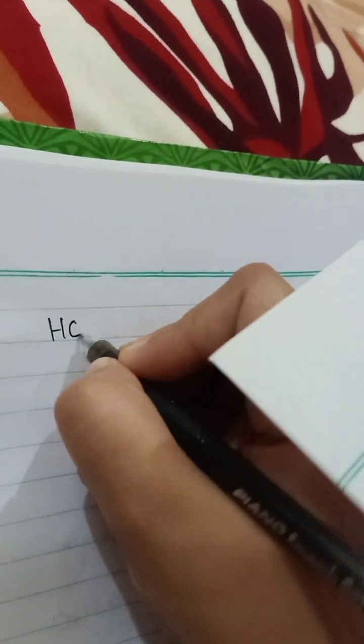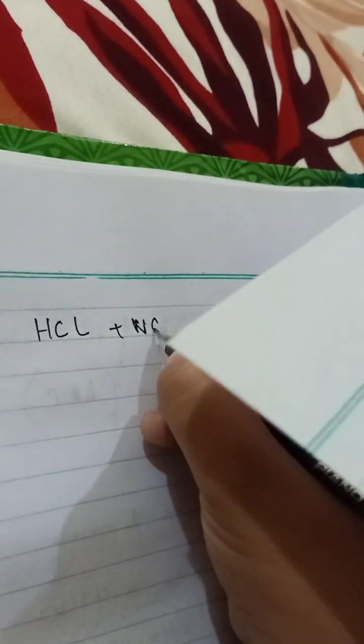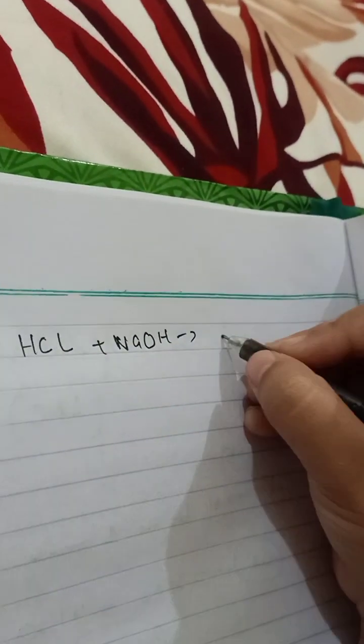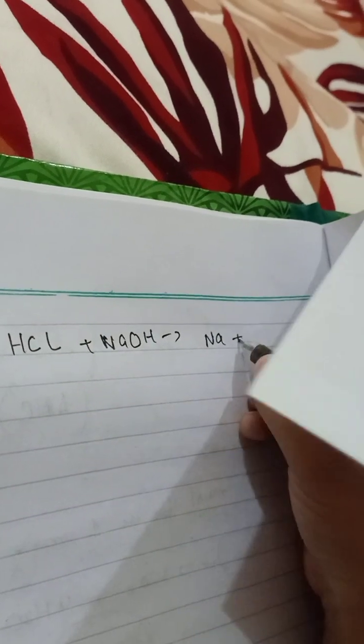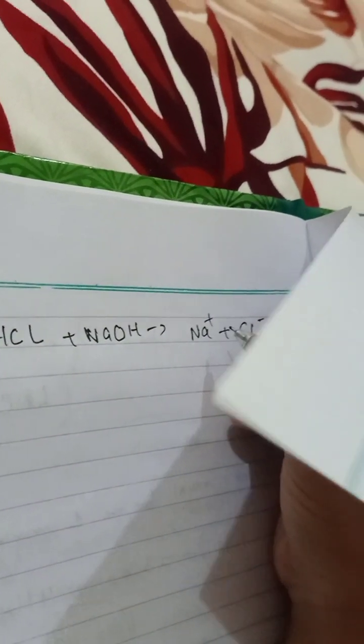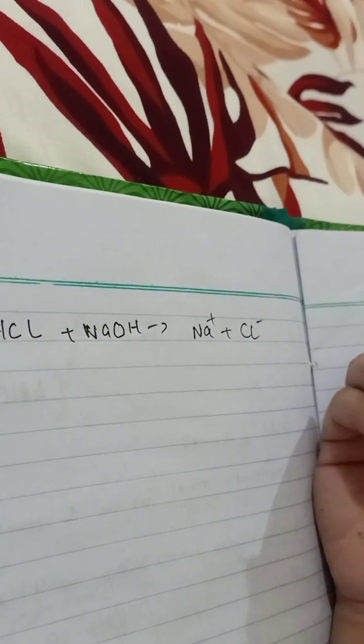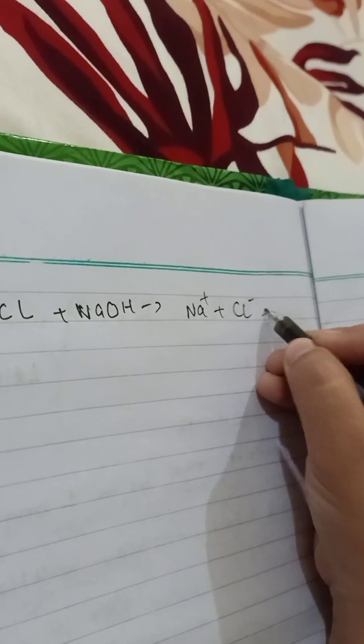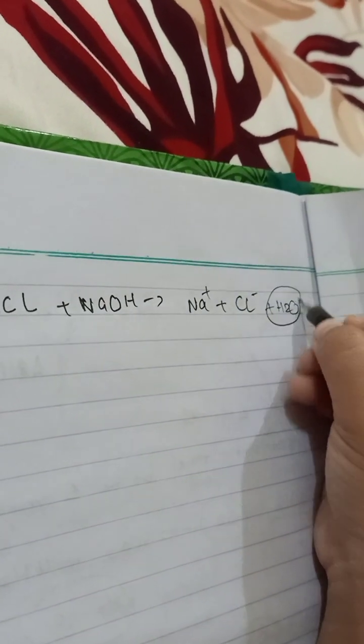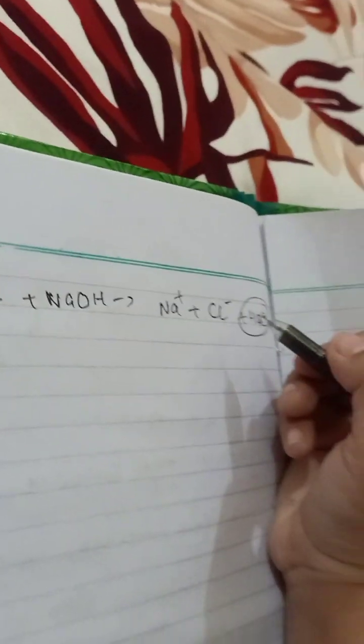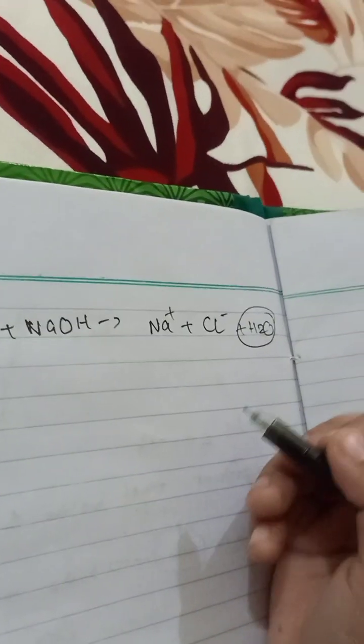For example, I'm taking the neutralization reaction HCl plus a base, giving Na plus and Cl minus. Here it is also the formation of water. So you can see that in the product there is 1 mole of water. Alright, these are ions in the ionized form. So this is the standard heat of neutralization.